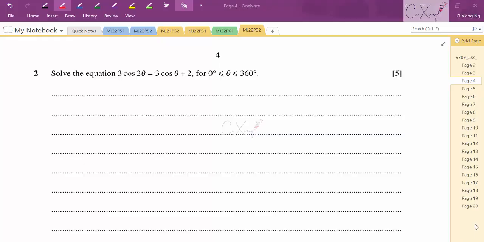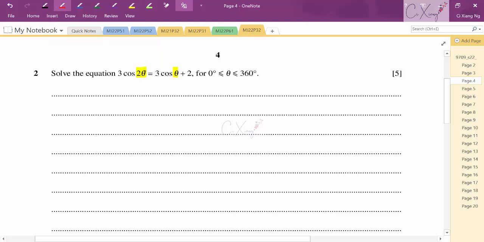Okay, question number 2. We have this equation and they want us to solve for theta. For this equation, generally we can see that we have a double angle, where we have cos 2 theta and also cos theta.